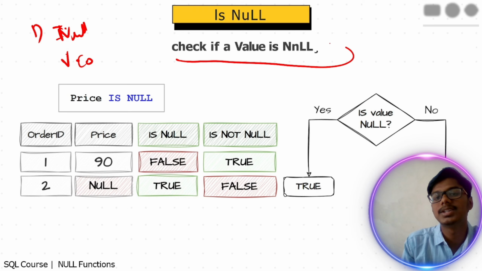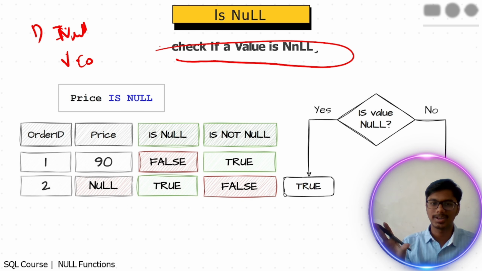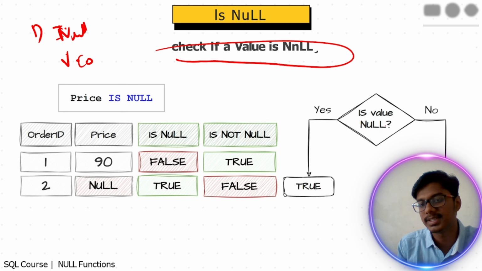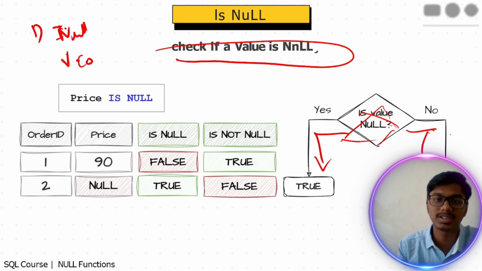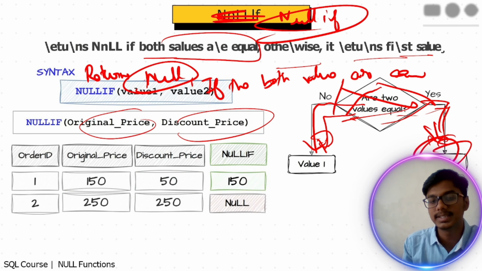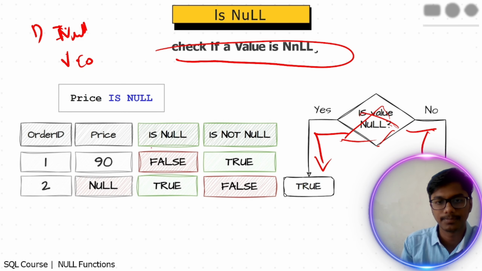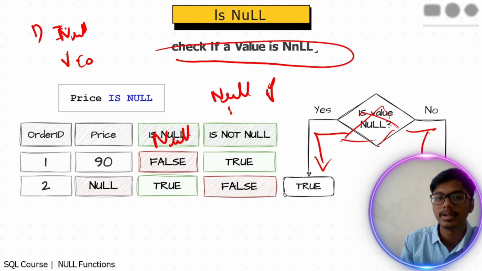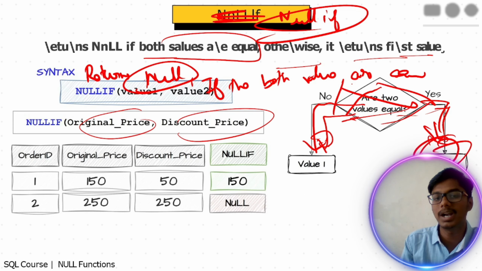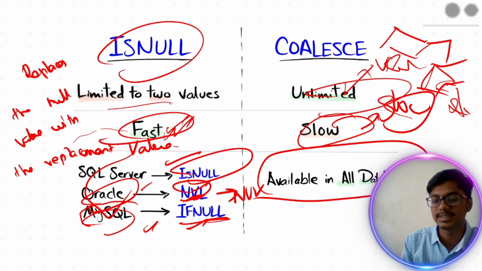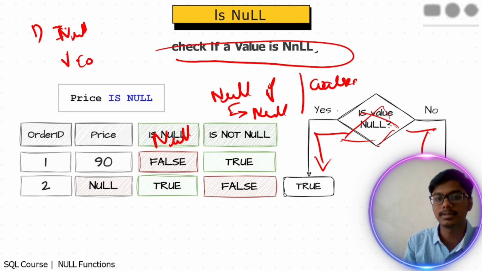It checks whether the value is null or not. That's a basic condition, right? If yes, it returns true. If the value is not null, it returns false. That's how the function works, right? I guess you are aware of NULLIF and ISNULL. Very confusing, right? COALESCE, and we have discussed ISNULL right now.